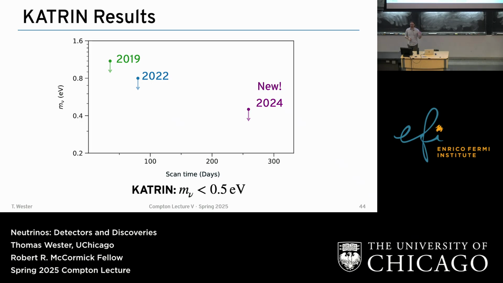The experiment just had new results come out in 2024, and what they determined was that the mass of the neutrino is less than 0.5 eV. So we do much better than the supernova with this kind of experiment. And you can see here that the results have steadily been getting better as they've collected more and more data. This is pretty exciting, that in 2024 we had new results on this.